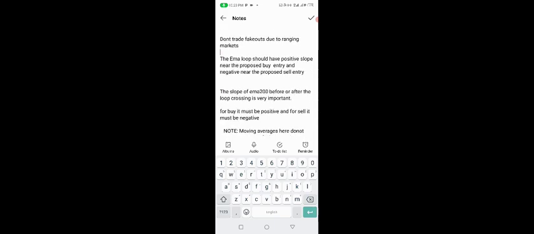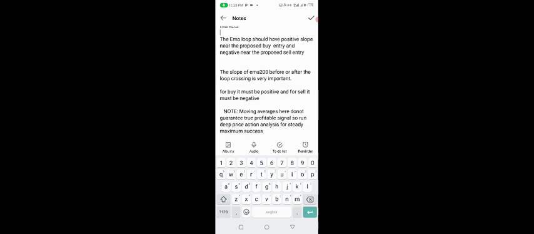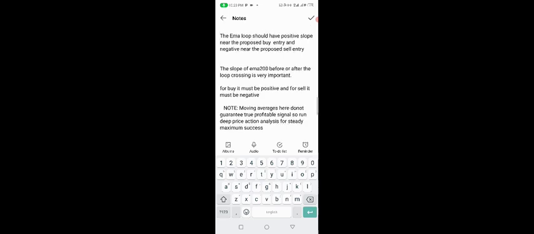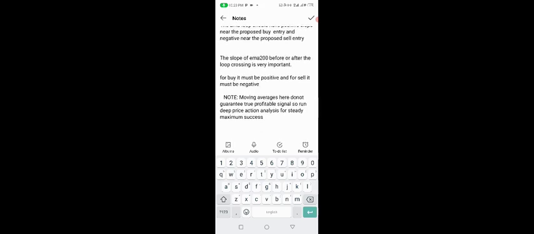The EMA loop should have a positive slope near the proposed buy entry. So if you want to buy, the EMA loop should have a positive slope. The EMAs here, we should be using 50, 100, and 200 EMA. And negative near the proposed sell entry. The slope of EMA 200 before or after the loop cross is very important. For buy, it must be positive, and for sell, it must be negative.